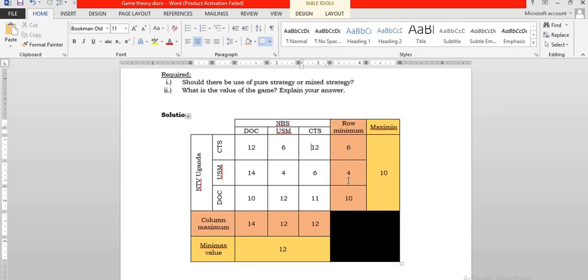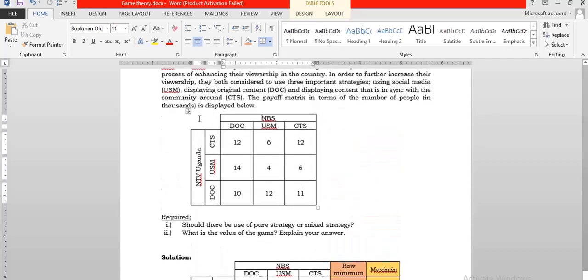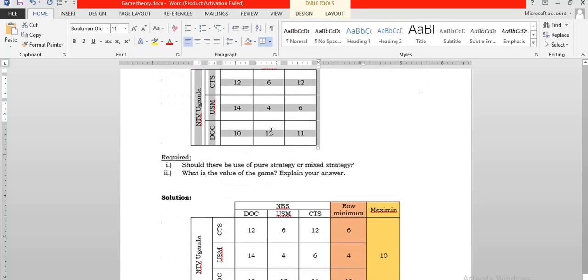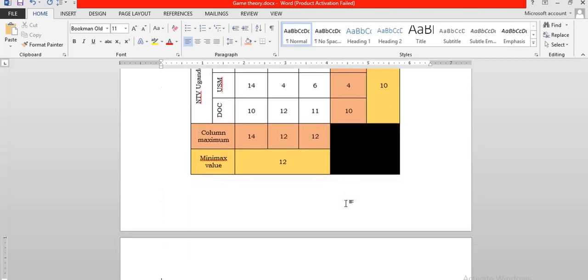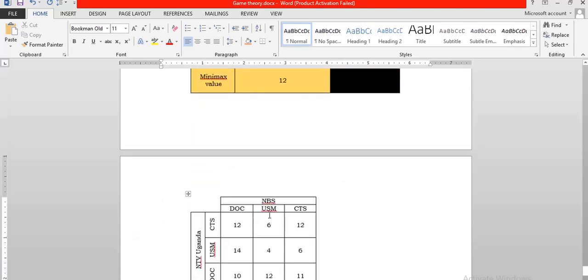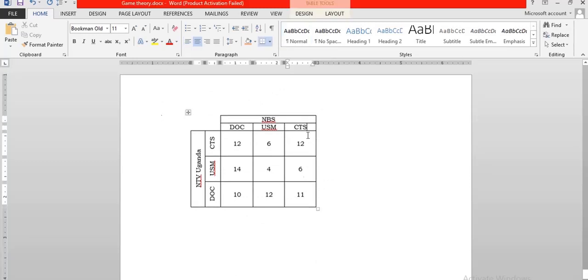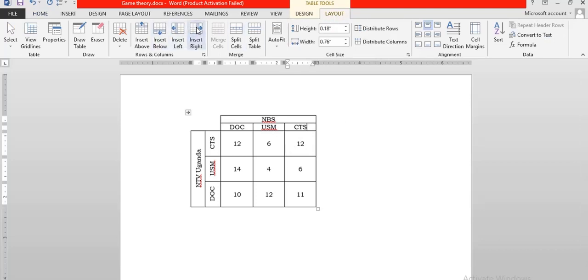So the first test, the saddle point, has failed. So we go to the second test, which is the existence of dominance value. So again, we copy this one. Okay, shall we go down here? Paste it there, and now we're going to test for existence of dominant strategy or dominant principle. Okay, so let me see. We shall get the row totals.